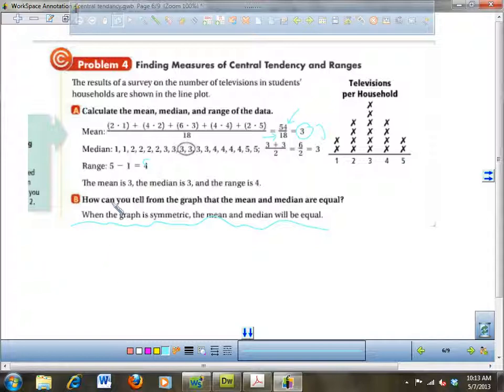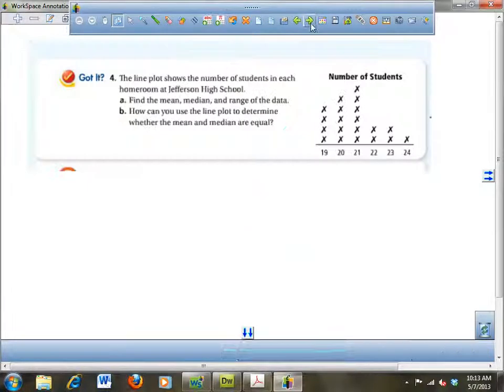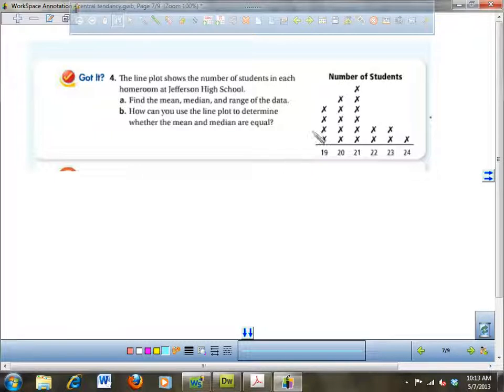Okay? We're going to go on to the next page, and then I think I'm done. The line plot. Could you do this? Do you want me to do this? Are the mean and the median going to be the same in this one? Looking at the graph. No, because it's not symmetric.